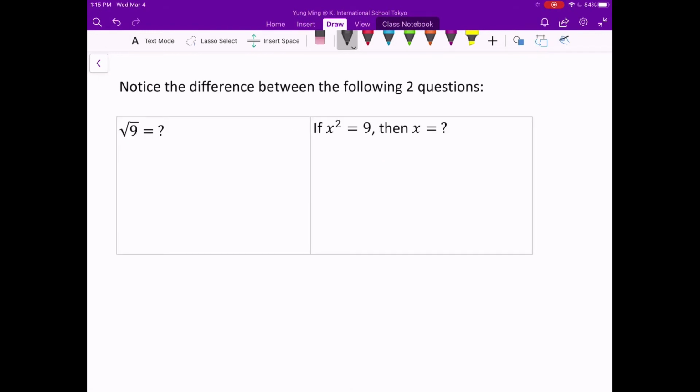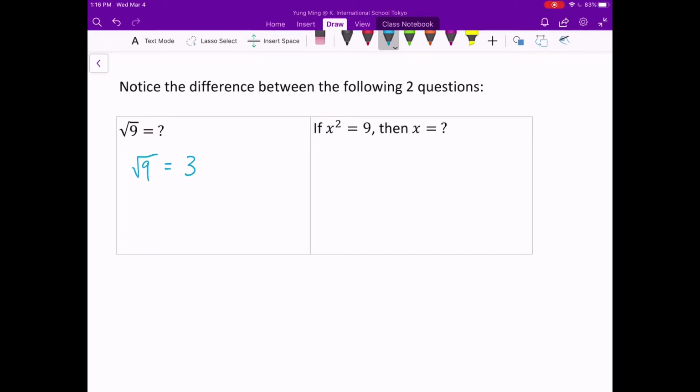Now, before we move on to examples, we want to notice the difference between the following two questions. The first one is asking you, what is square root 9 equal to? The other one is asking you, if I have x squared equals 9, then what is x? These two questions are similar over here, but they're a little bit different. Square root 9, as we know, gives us the positive 3 only. So square root 9 is 3. If you want a minus 3, then you should ask minus square root 9 equals what? Then I will get minus 3 as my answer.